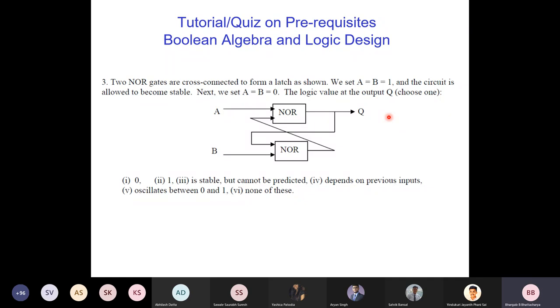Now you switch both A and B simultaneously to 0. See what happens. Remember when you studied the SR flip-flop, certain input combinations are prohibited. This problem is actually the reason why certain input combinations are prohibited. So the fundamental problem lies here.